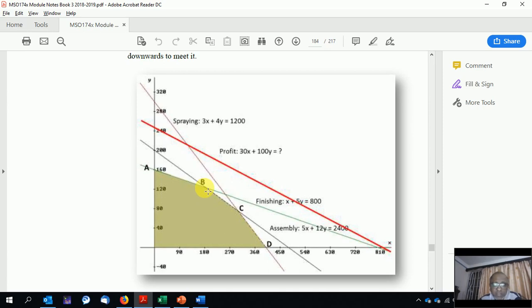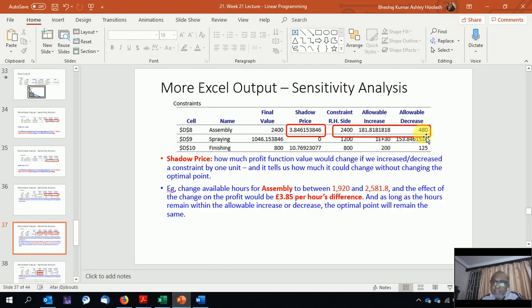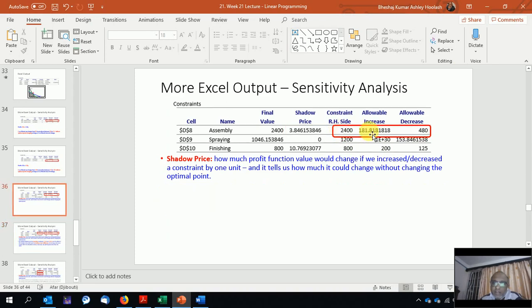So this tells me that the boss can increase, because at the end of the day, the boss wants to make profit. But to what extent? To how far can it increase or decrease the time? So this will explain these here. The answer is in front of you. We can increase the 2400 allocated to me by this much. You can do your calculation, 2581.81, or you can decrease it by 480 hours, which means 1920.